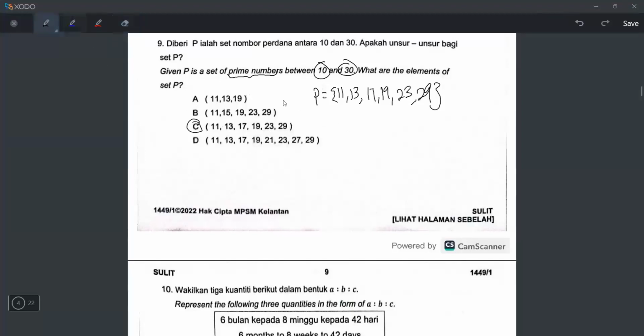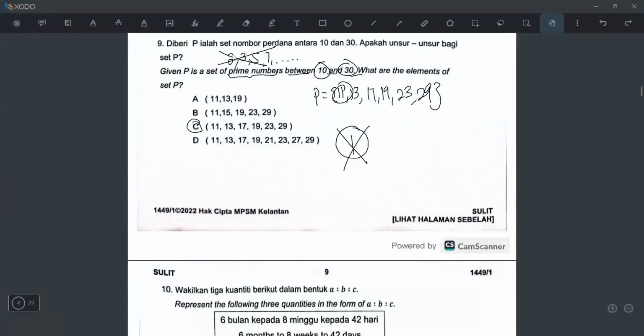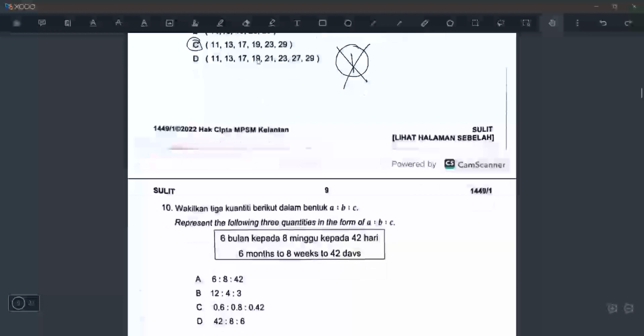One more thing is 1. Is 1 a prime number? No, 1 is not a prime number. Remember, 1 is a special case. It means the smallest prime number is 2, followed by 3, followed by 5, followed by 7, and it keeps going. Make sure you know that. But for this question, you don't need all these numbers because they say between 10 and 30. So that's why I start from 11. We don't look at all these numbers, but I think it's still good to know that the smallest prime number is 2.